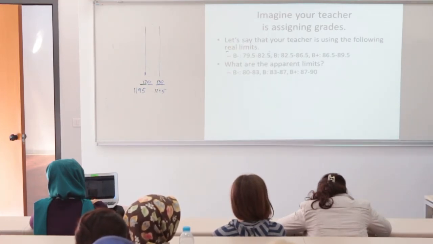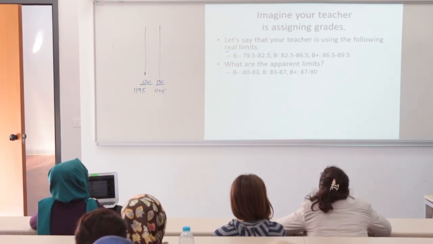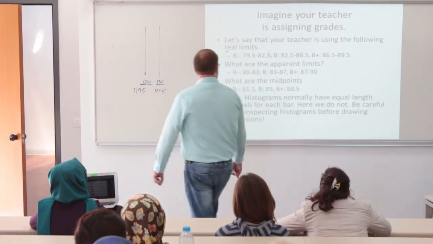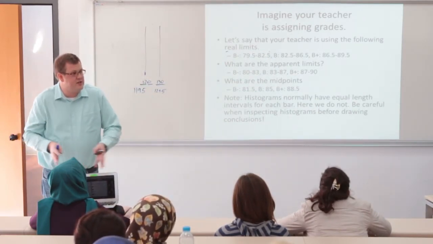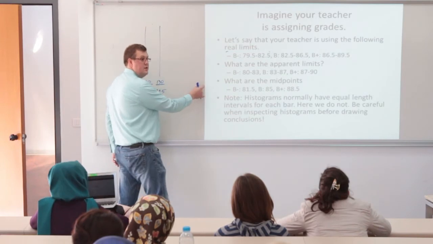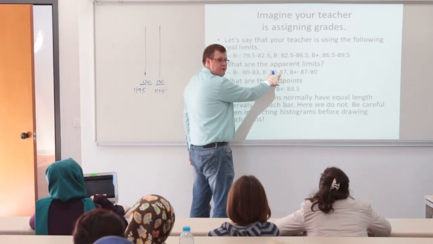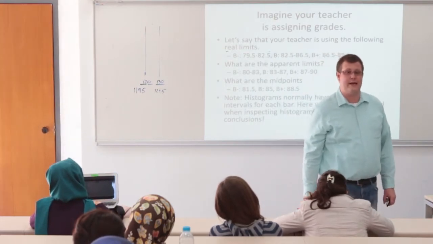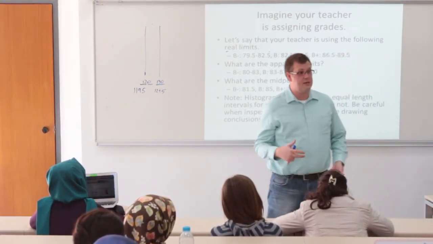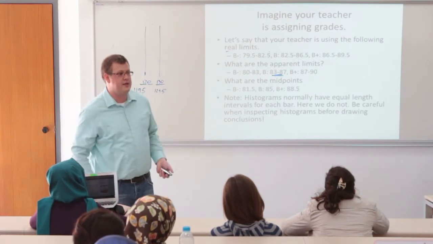What are the midpoints? 81.5. 84.5. No, actually not 84.5, 85. And 88.5. That's exactly right. Brilliant. Now, histograms normally have equal ranges, equal lengths. Before, we had 20 to 21, 21 to 22, 22 to 23. But notice here, this goes from 80 to 83, and then this goes from 83 to 87 instead of 83 to 86. So if someone saw a histogram created from these data, they would need to be careful, noting that this range is actually bigger than the other ranges. Do you have a question?